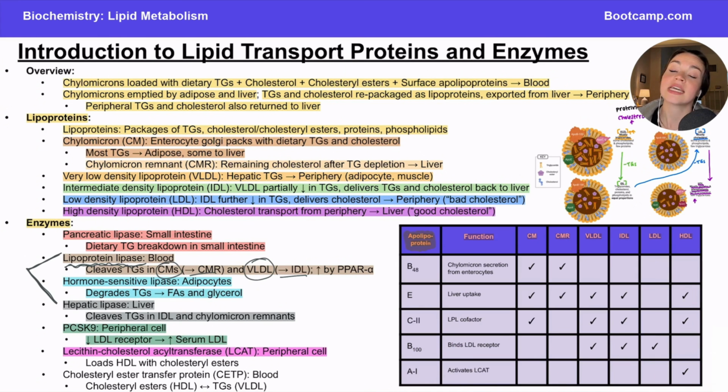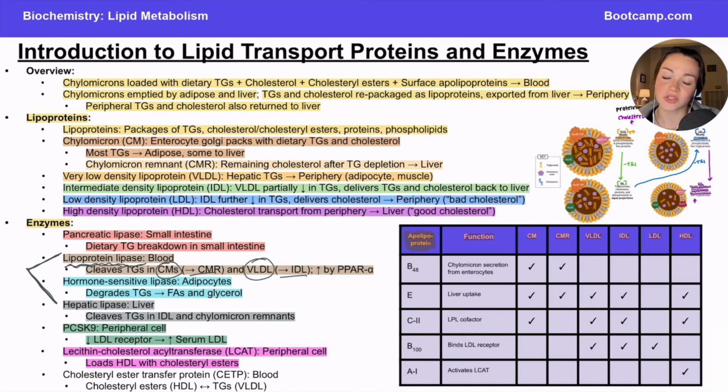LCAT is located in the peripheral cell. Remember, we talked about how the point of HDL is to harvest cholesterol from these peripheral cells and bring it back to the liver. So this LCAT enzyme is going to be in the periphery, and it's going to load those cholesterol esters onto the HDL for return to the liver. So it's in charge of packing up the HDL with that peripheral cholesterol.